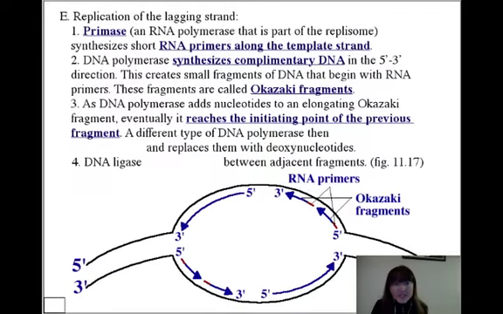Then a different DNA polymerase gets involved. It's going to remove the RNA primers, take those out, and replace them with DNA. This is called DNA polymerase 1. So if you want to write that down, you can. This is a different DNA polymerase, and it's called DNA pol 1. So we can write that down.